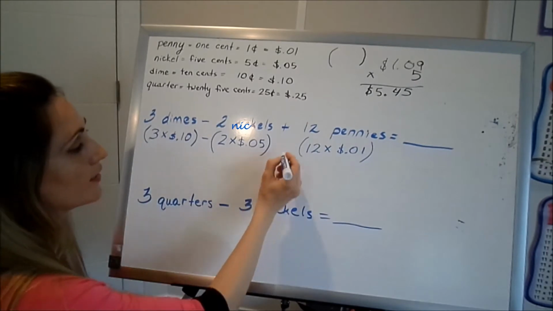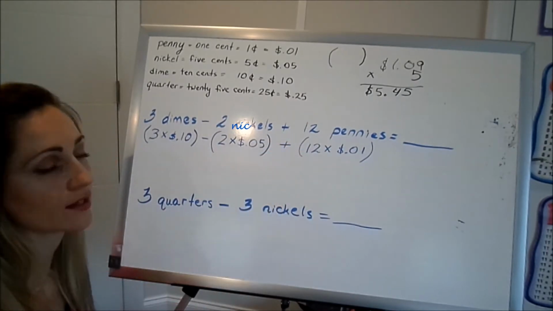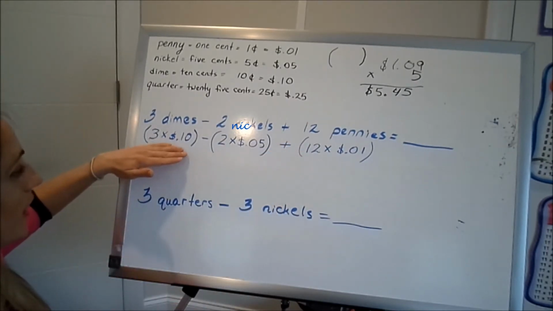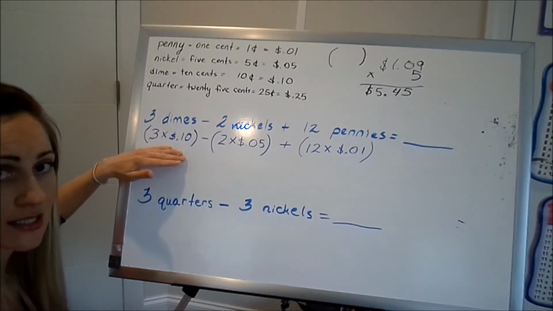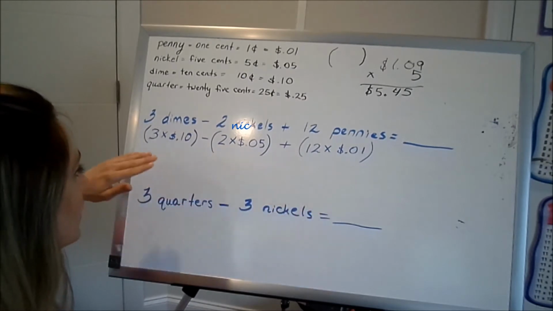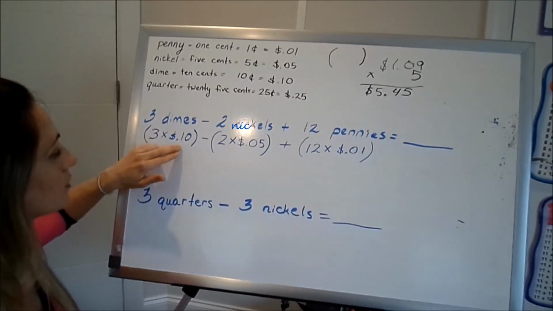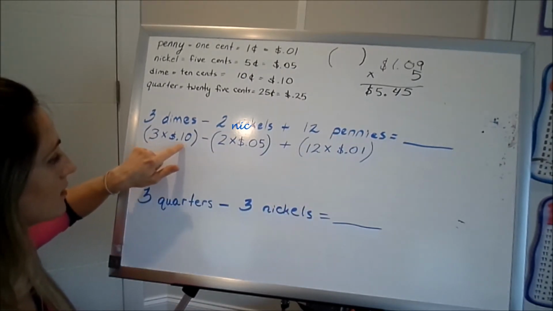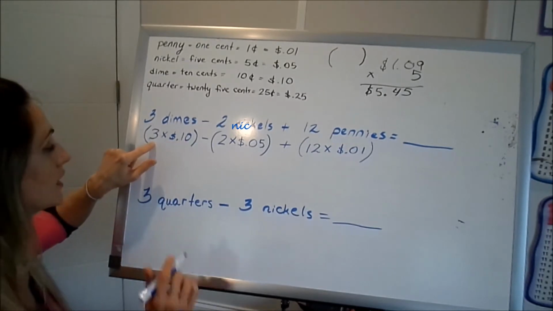Okay? And then we can figure out how much is 3 dimes, 2 nickels, and 12 pennies. Okay, so 3 times 10 is your 30.